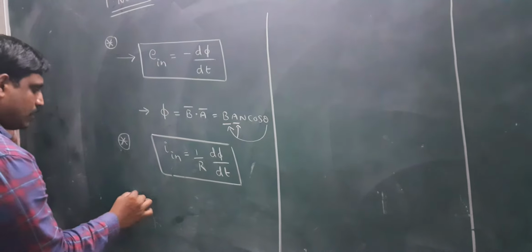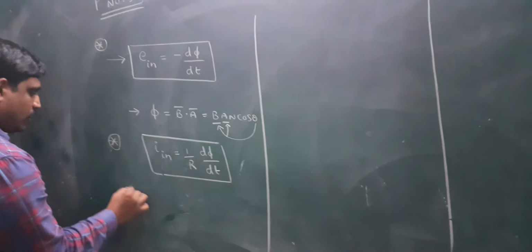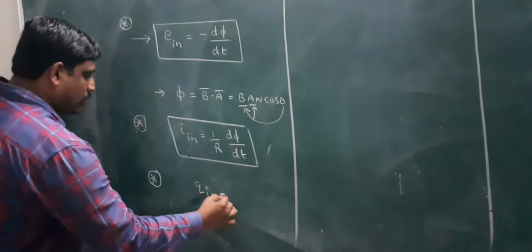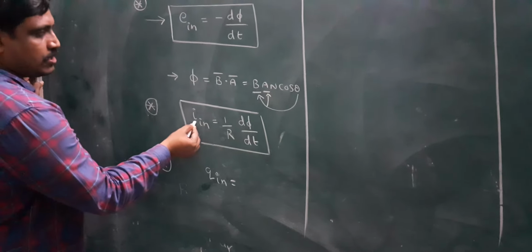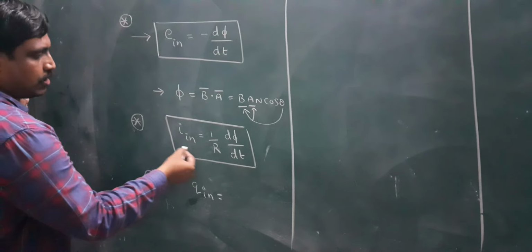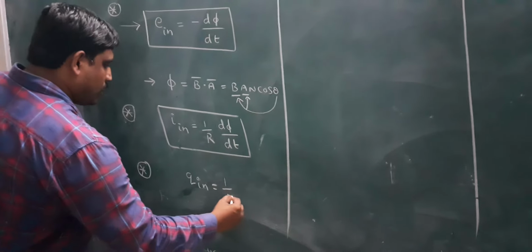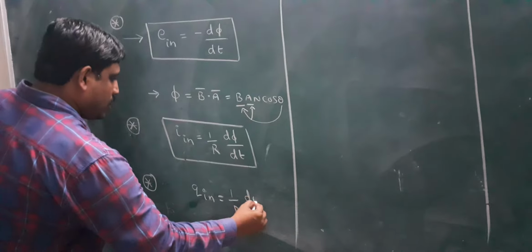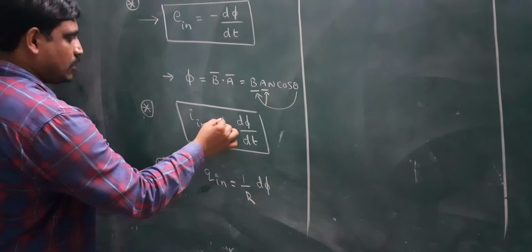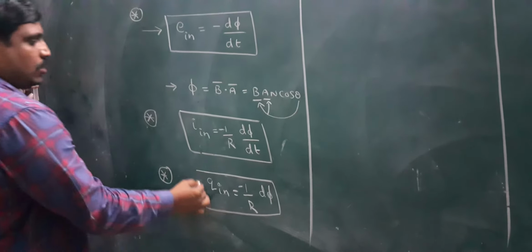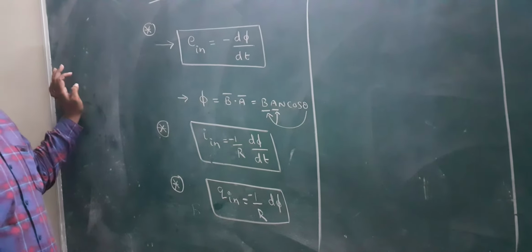Next, the formula for induced charge. Look here. I write I as dq by dt. The dt cancels. Induced charge formula is 1 by R into d phi. Here minus, here minus. These three formulas are most important.